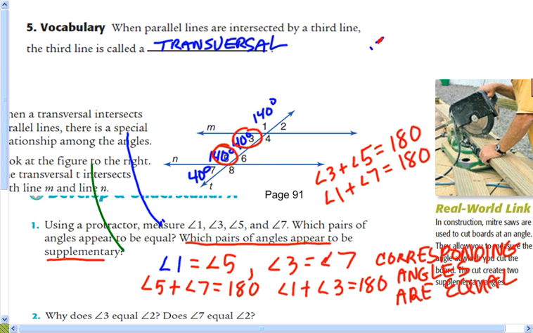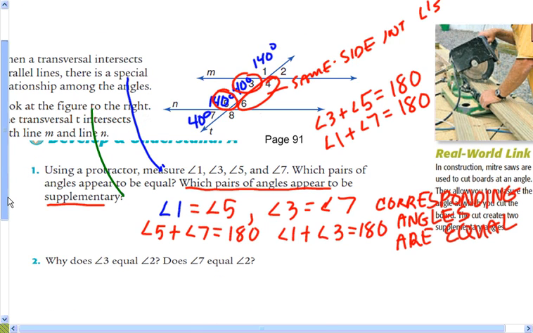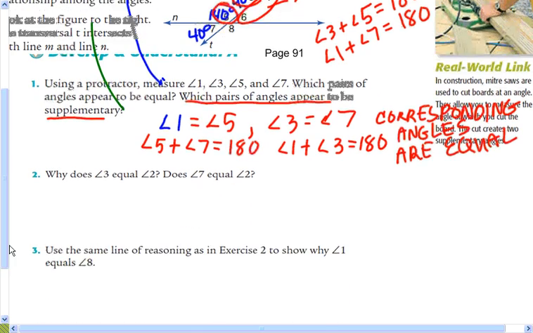Okay. The pair of angles like 4 and 6, those are supplementary, and those are called the same side interior angles. And we'll talk a little bit more about why they're called that. All right. Number 2, why does angle 3 equal angle 2?